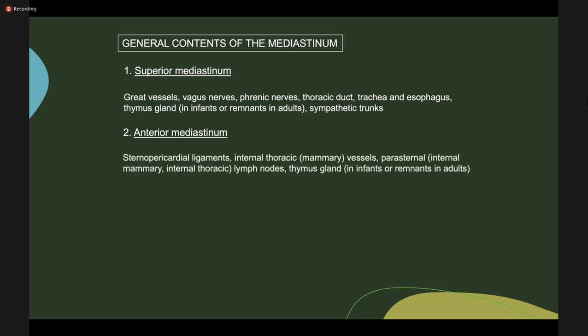It contains a ligament, the sternopericardial ligament, and the thymus gland, and a few lymph nodes. The thymus gland is present in infants, but in adults, you may find a remnant. But if somebody still has a thymus gland, then this is something really concerning. There are certain consequences of living with a thymus on.